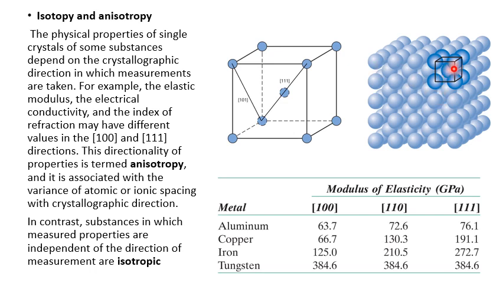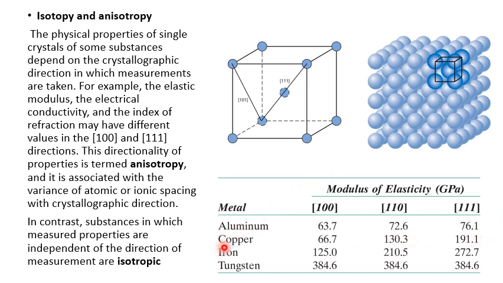The modulus of elasticity in the other direction, for example 101, is also different. Here is the modulus of elasticity of some materials. Aluminum exhibits a modulus of 63 gigapascal in the 100 direction. It exhibits 72 in the 110 direction and 76 in the 111 direction. The differences between these three directions are not that significant.